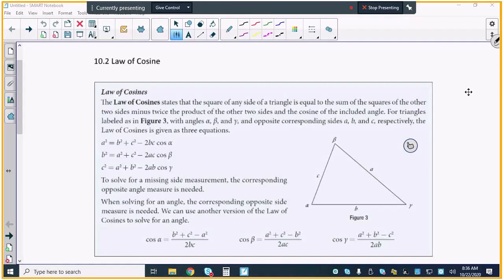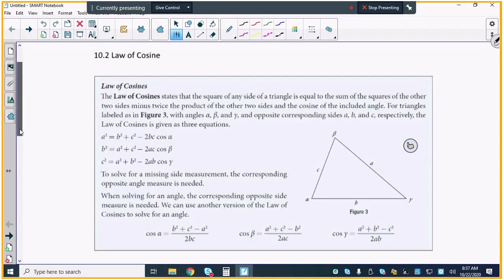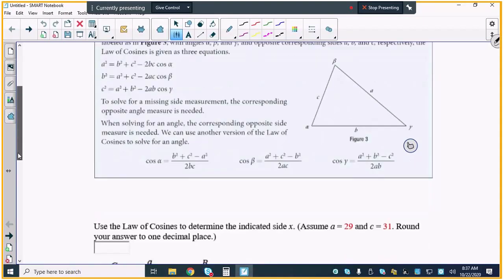In this video, we're going to talk about the law of cosines, which is pretty similar to the law of sines, except in these situations, the sides of the triangle and the angles of the triangle will be related to each other according to the length of the sides of the triangle and the cosine ratios of the angles. So I have given you the three formulas.